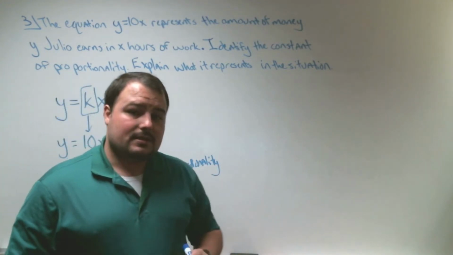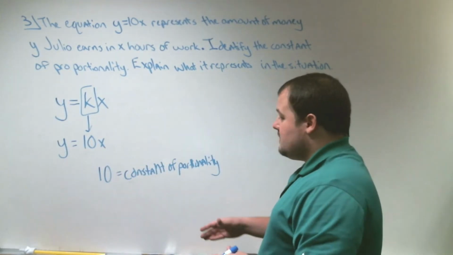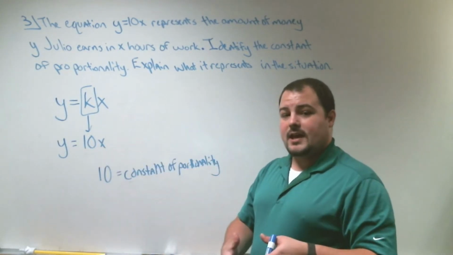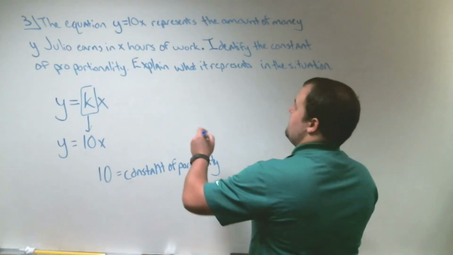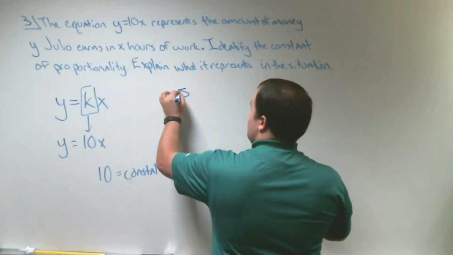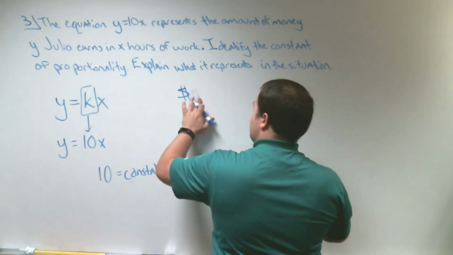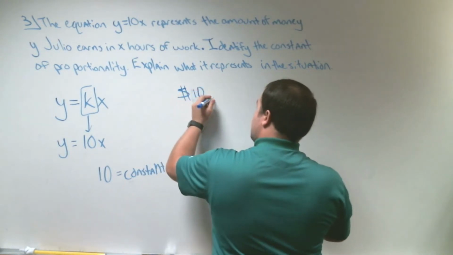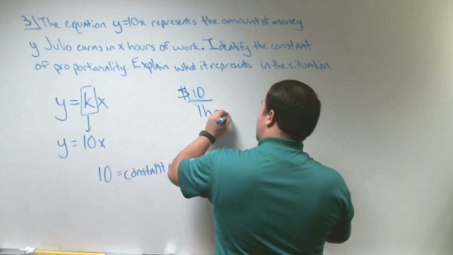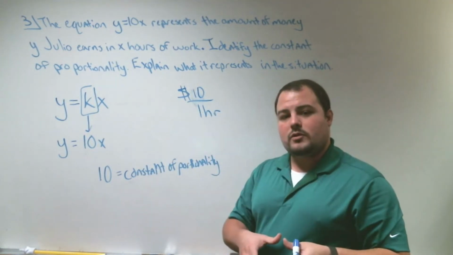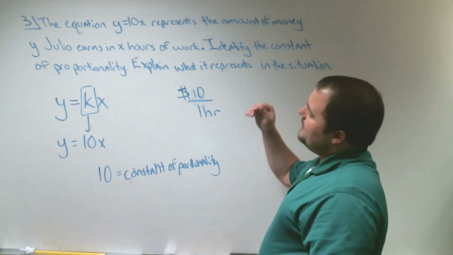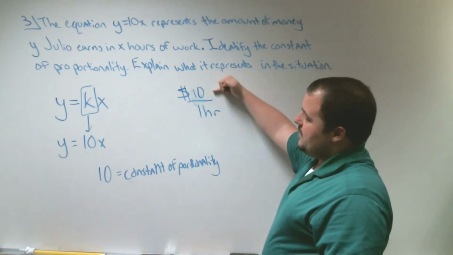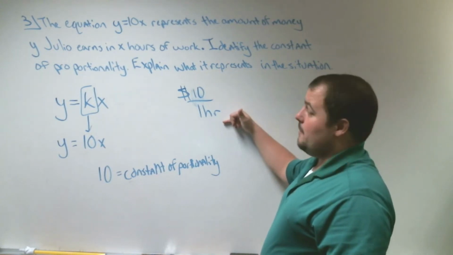Now, what this means in this situation is that since 10 is in the spot of k, this is telling us the rate at which he earns money. That means that Julio is earning $10 every 1 hour of work, because we can always put any number over 1 if it doesn't have a number under it. So this is telling us how much he's making per hour.